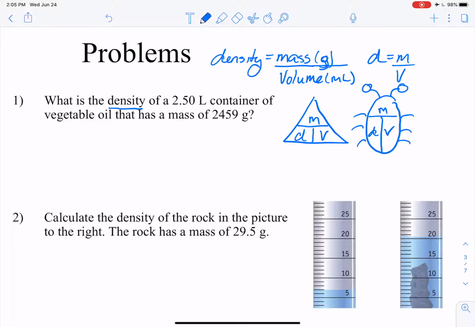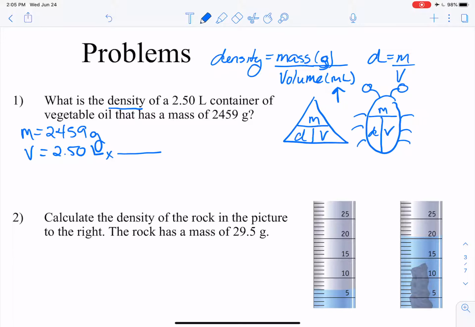Okay, so let's write out the variables that we have. So the mass is equal to 2,459 grams, and the volume is equal to 2.50 liters. But we know that we need to have our volume in milliliters, so we need to change the liters to milliliters, and we're getting pretty good at that at this point.